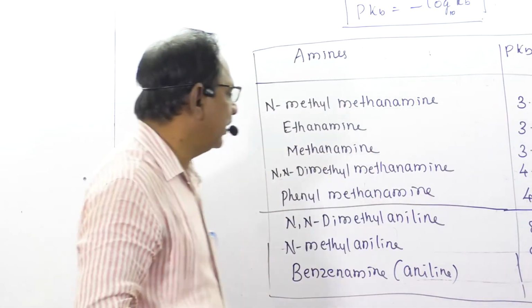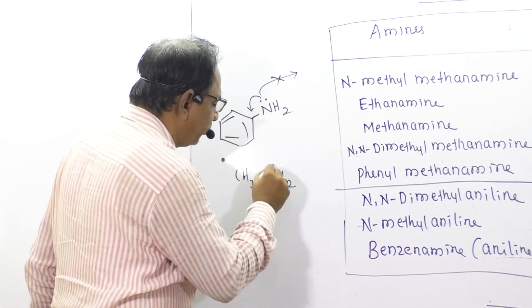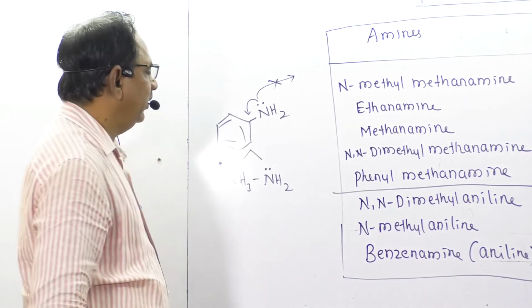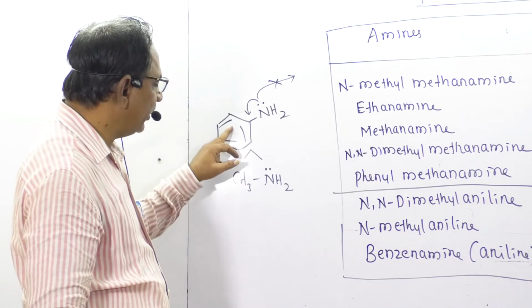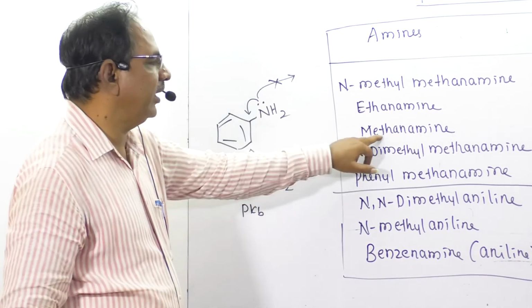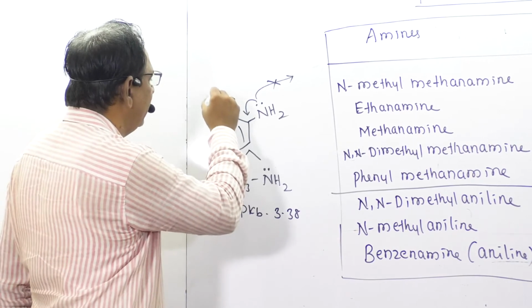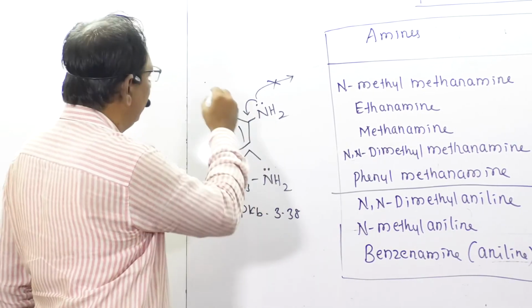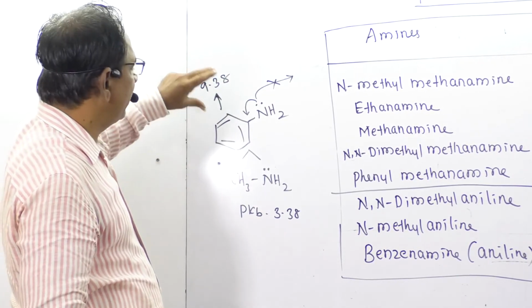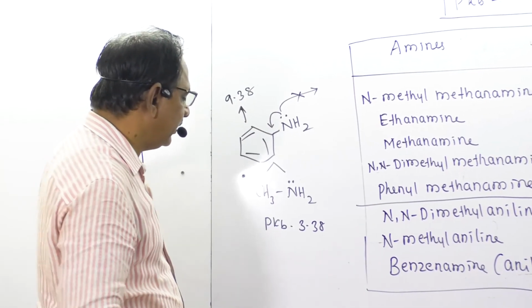For example, CH3NH2 is more basic than aniline, because the pKb value of CH3NH2, methanamine, is 3.38, and the pKb value of benzenamine is 9.38. As pKb value increases, basic character decreases. As pKb value decreases, basic character increases.